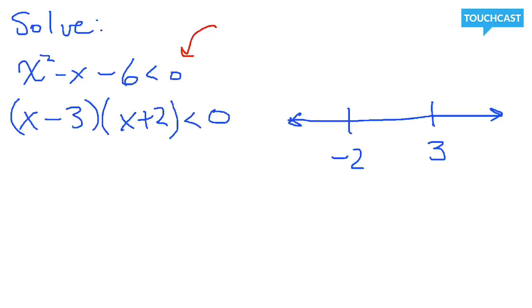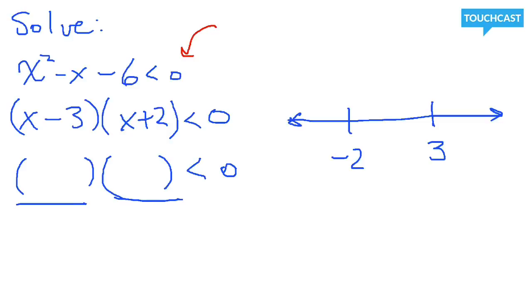So the question here is, if I have two things multiplied together, and I want the answer to be negative, less than 0 means negative, under what circumstance is that going to be true? Well, it's only going to be true if the two factors, the two things that we're multiplying together, have opposite signs. There's a couple different ways that people think about this. I guess I use them interchangeably. So I'll tell you what I do.